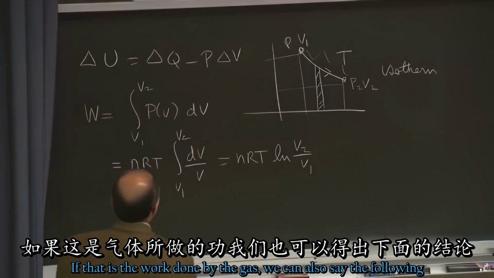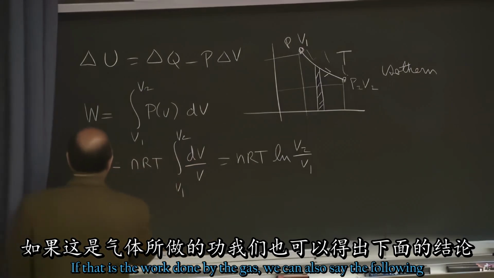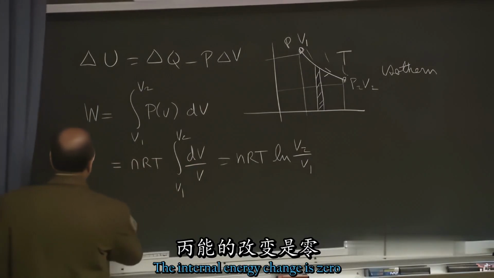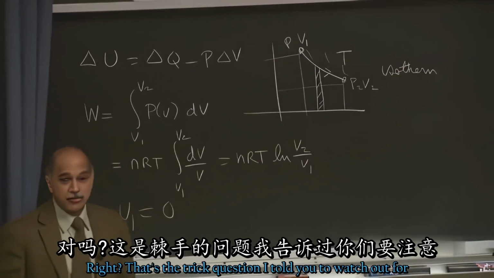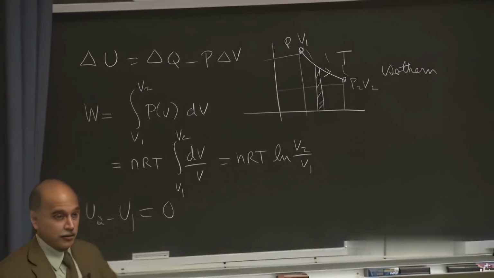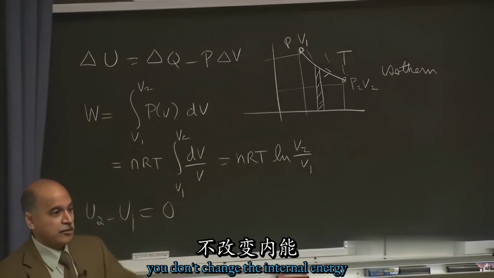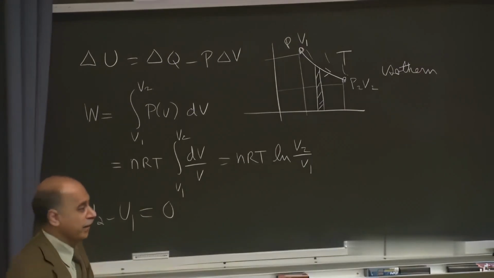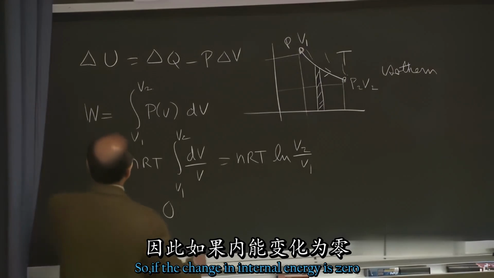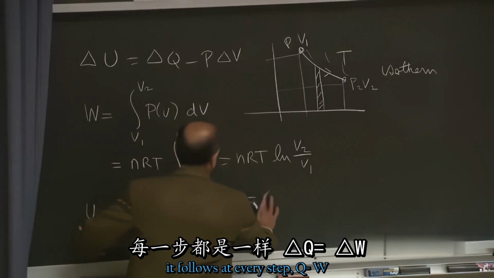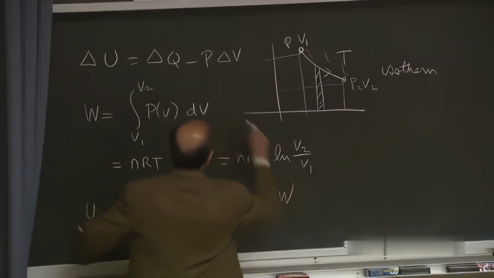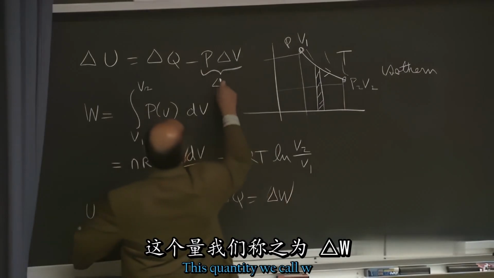If that is the work done by the gas, we can also say the following. The internal energy change is 0, right? That's the trick question I told you to watch out for. If you're going at constant temperature, you don't change the internal energy. So if the change in internal energy is 0, it follows that at every step, delta Q is equal to delta W. This quantity we call delta W.